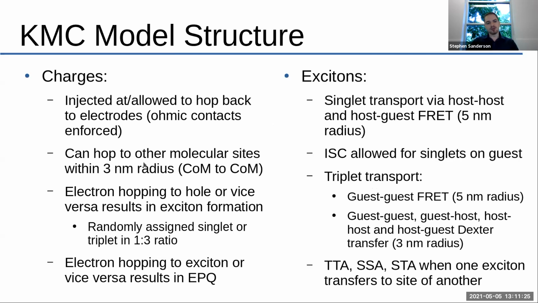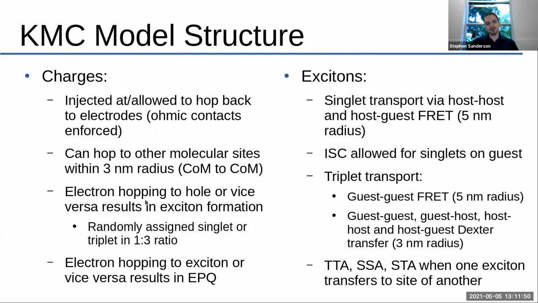So basically what's included in this model is we have charge injection and hopping back to electrodes. And we've assumed ohmic contacts so that those injection rates are scaled so that we preserve a zero electric field at the electrode. Once the charge is in the system, it can hop between molecular sites within a 3 nanometer radius.